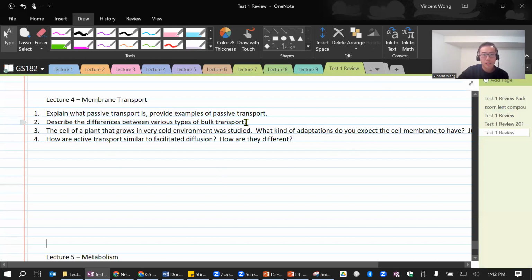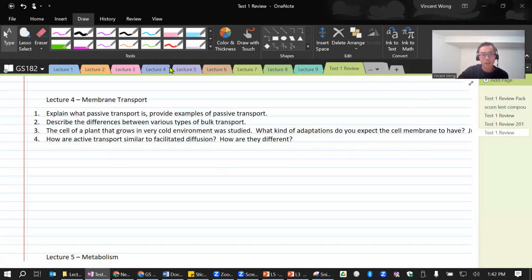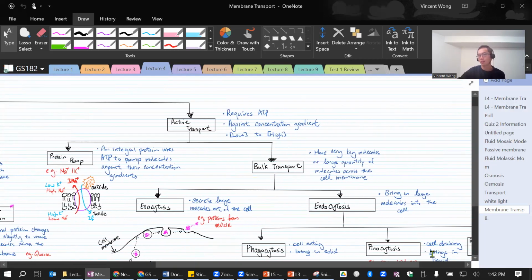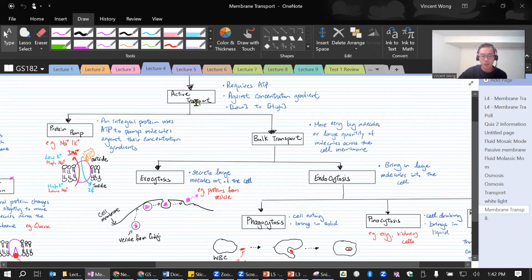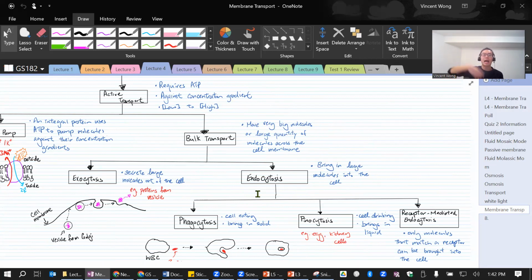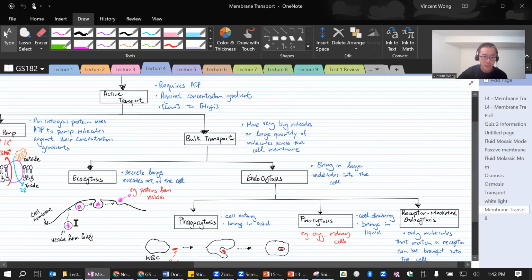Describe the difference between various types of bulk transport. Let's take a look at the bulk transport. Okay, so bulk is a large amount of stuff that needs to move in and out, and it's an example of active transport. If you are moving things out, then it's called exocytosis. If you're bringing things in, then it's endocytosis. Remember that vesicle that was budding off from the Golgi body? One of its destinations is to get out of the cell. To get out of the cell, we do exocytosis.